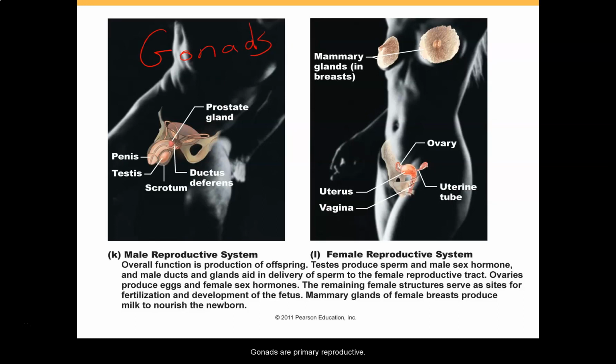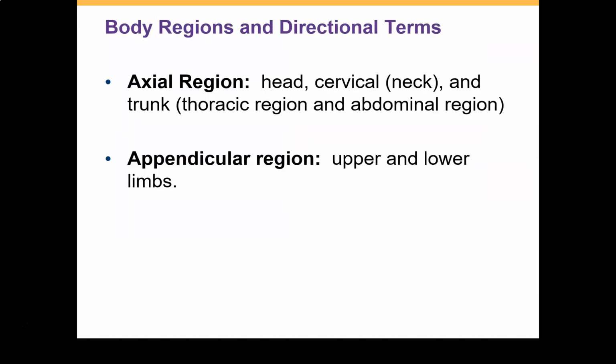Gonads are primary reproductive organs, which make eggs and sperm. The male gonad, of course, testes. The female gonad, the ovary. Everything else considered to be accessory. We will explore this organ system more as our final chapter in anatomy. So those were the various organ systems that we are going to be exploring throughout the semester.